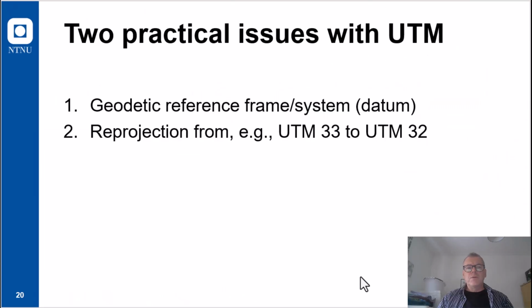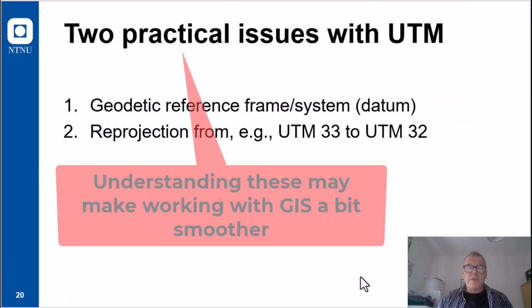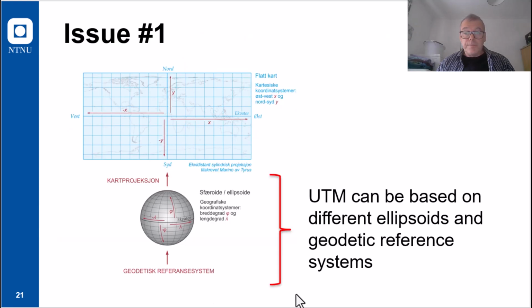So there are two practical issues with UTM. The first one is about the geodetic reference frame or system, what we previously called datum. And the second is reprojection from, for instance, UTM 33 to UTM 32. Now the first issue is that UTM, since it is a worldwide system, can be based on different ellipsoids and different geodetic reference systems.